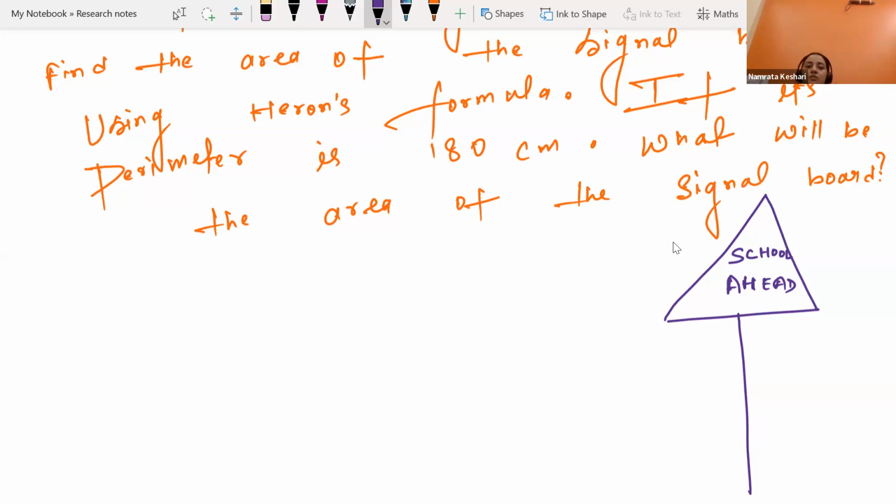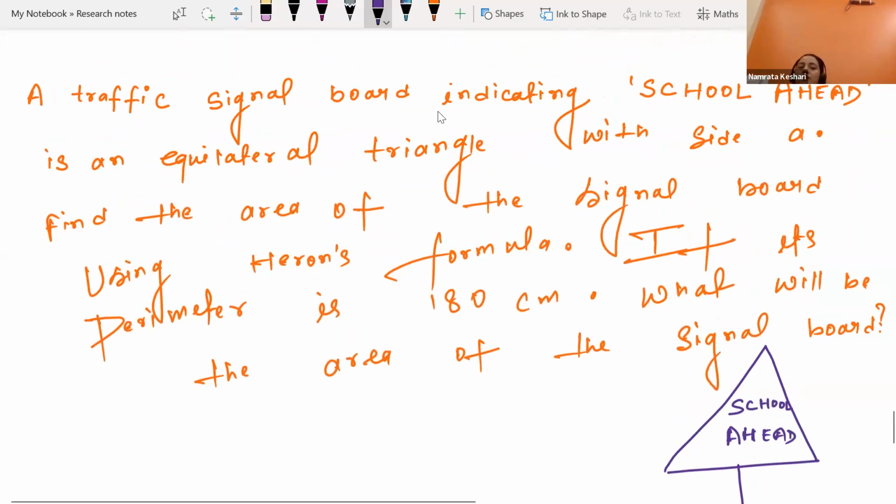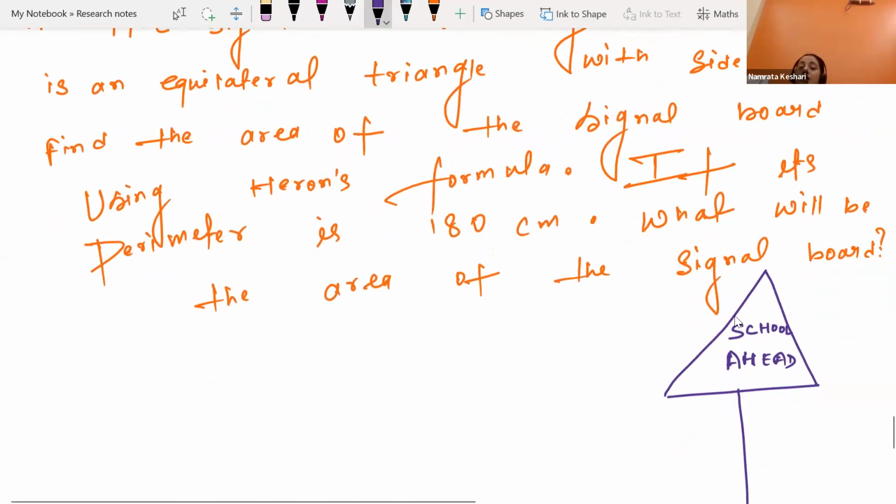So a traffic signal board indicating school ahead is an equilateral triangle with side a. This is a, this is a, this is a. Equilateral means all the sides are the same. Find the area of the signal board using Heron's formula. We have to find the area by using Heron's formula.